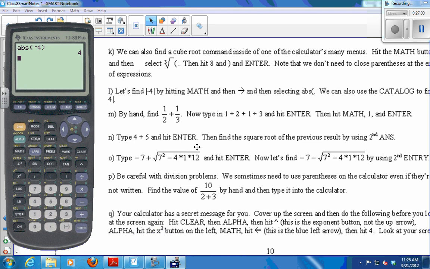Okay, so what is 1/2 plus 1/3? Write it out on your paper, do it in your head. 5/6. Yep. 1/2 is 3/6. 1/3 is 2 out of 6. So you get 5 out of 6.